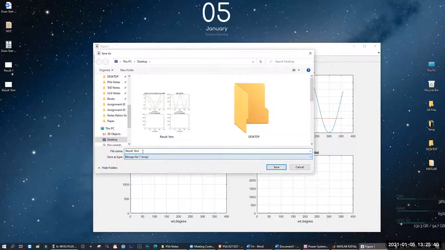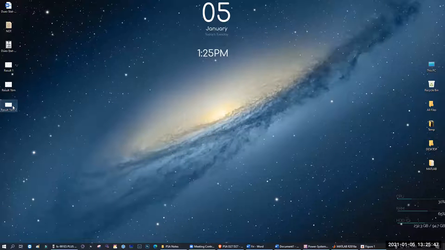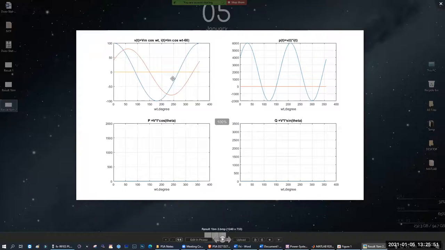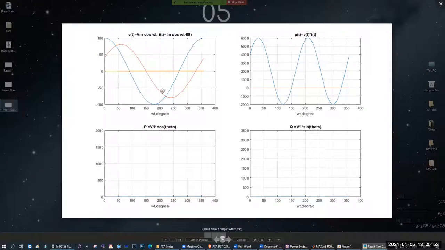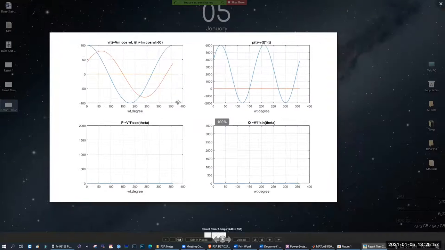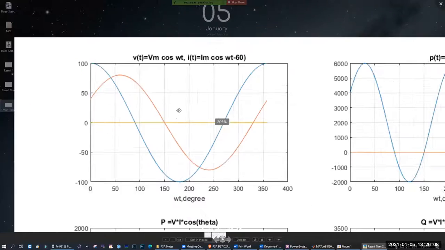Okay? Let's say bitmap 2. If you save it like this, your result will come out like that. So if you zoom it, your result will be zoomed. If you zoom out, your result will be zoomed out. Understood? Yes. So if you need more graph, you zoom in. If you need more result, meaning more text, you zoom out.